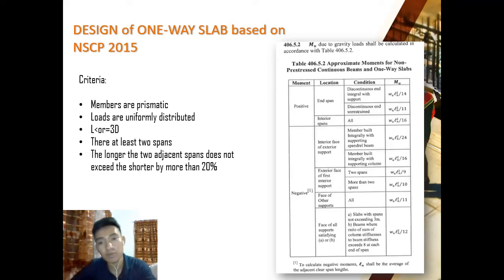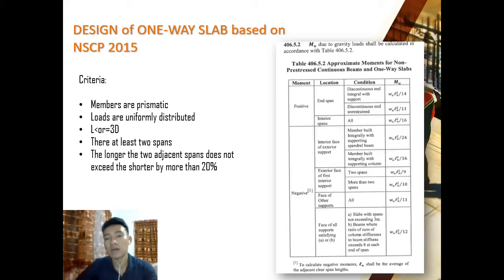Second, loads are uniformly distributed. We know what uniformly distributed means: from the beginning to the end, the load is distributed uniformly along its span. Another is that the live load L must be less than or equal to 3 times the dead load. Another is that there are at least 2 spans, which I already discussed earlier. Lastly, the longer of two adjacent spans does not exceed the shorter by more than 20%. The formula is the longer span minus the shorter span, divided by the shorter span, must be less than 20%.